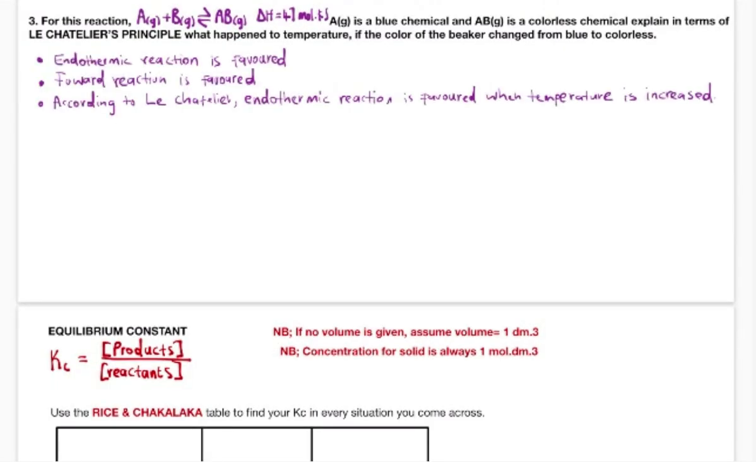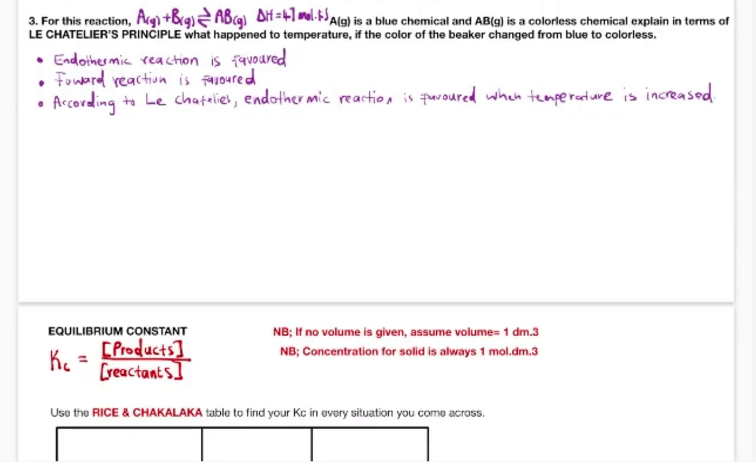So this is how you explain it. You tell them firstly that the endothermic reaction was favored. Why do we say the endothermic reaction was favored? Because we can see that the forward reaction was favored, and the forward reaction is the endothermic reaction as given in the statement. From blue to colorless, we can see that that is a forward reaction. So we say the forward reaction is favored again. Then, after saying the forward reaction is favored, you state Le Chatelier's principle: according to Le Chatelier, the endothermic reaction is favored when the temperature is increased. So you have answered the question.